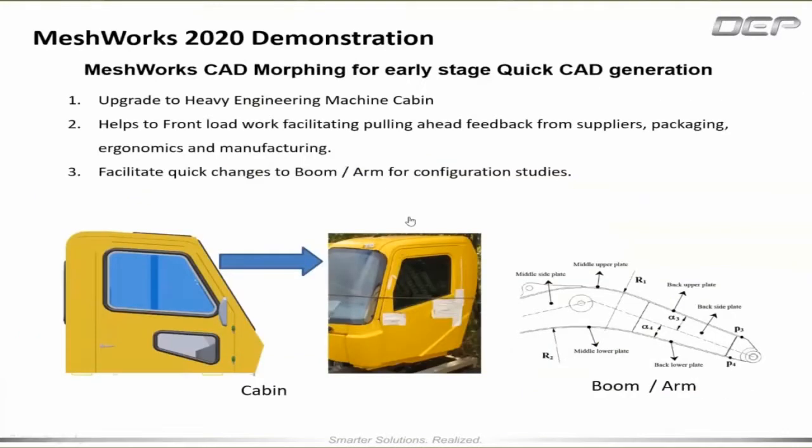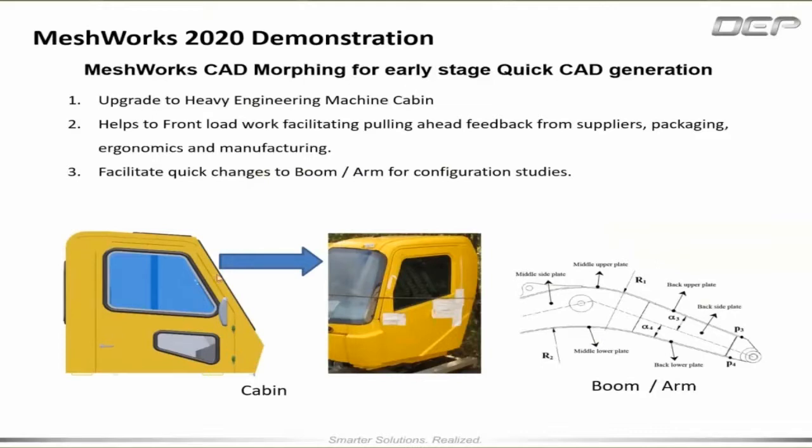So moving on to the next demo, we have our CAD morphing, where we can make any changes in the earlier stage itself, before generating the mesh. If the user has existing CAD data, which is very old data, on a cabin, which you are seeing here, and we have a new cabin structure, which you want to make into something new.